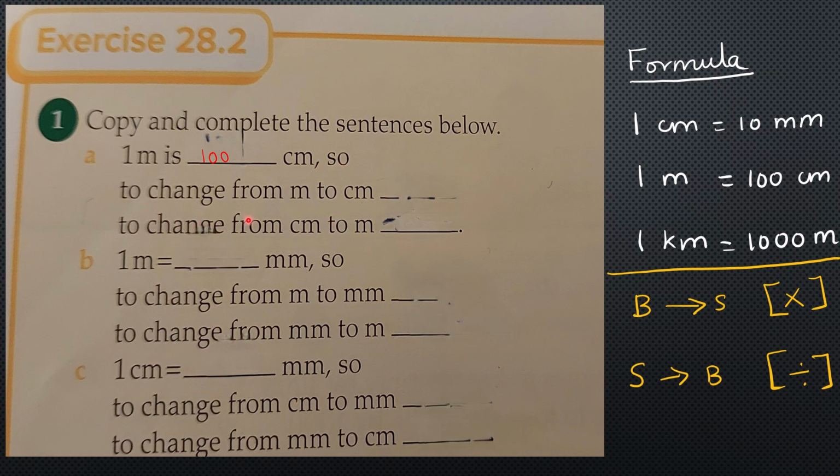So to change from meter to centimeter, we are converting meter to centimeter. That means what? Which is the bigger unit? Meter is the bigger unit. Centimeter is the smaller unit. We are converting bigger unit to smaller unit. That means what we have to do? We should do the multiplication. Multiply by what number? 100. Because 1 meter equals to 100 centimeter.